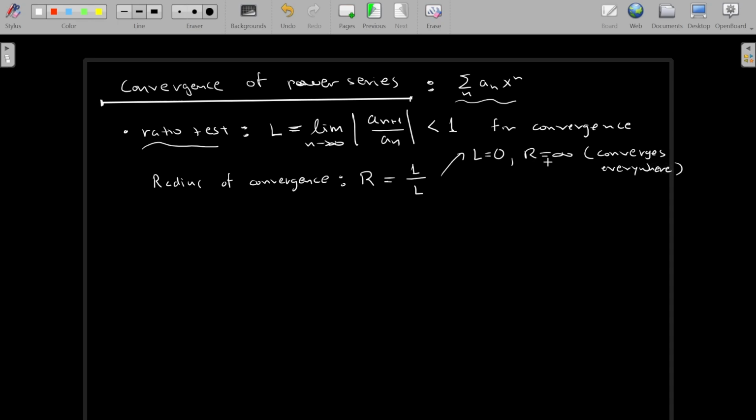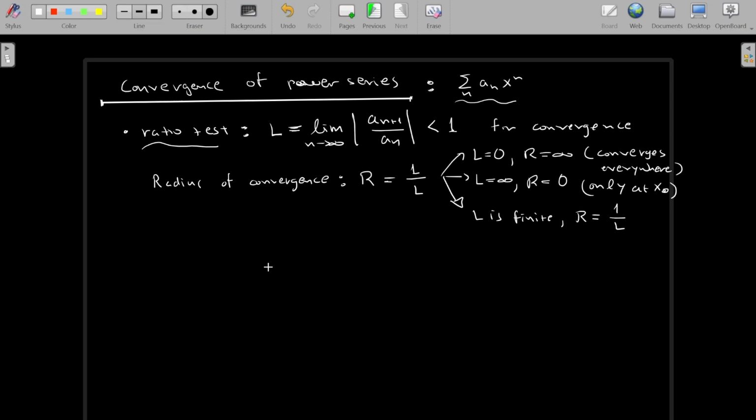Why? Because the radius of convergence is limitless. Now, if L is infinite, then the radius of convergence is 0, meaning that the series converges nowhere except at x0 itself, the point we are expanding around, right? And finally, if L is finite and different than 0, then we're going to find R as 1 over L.